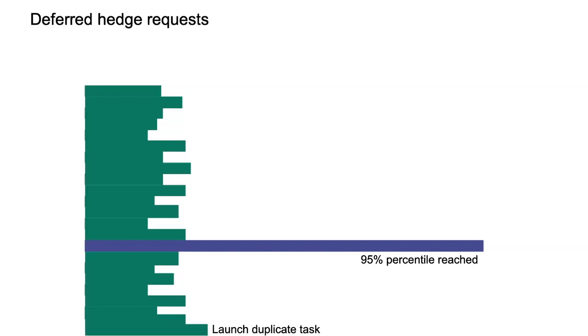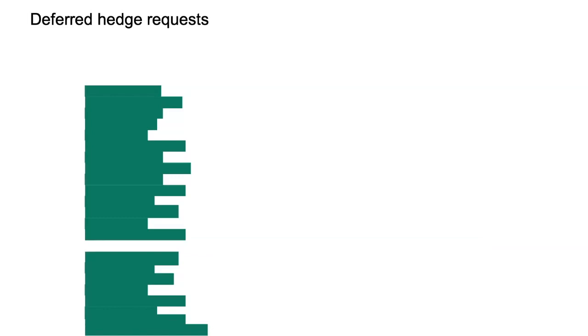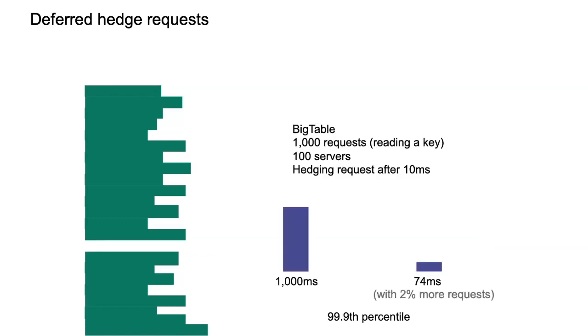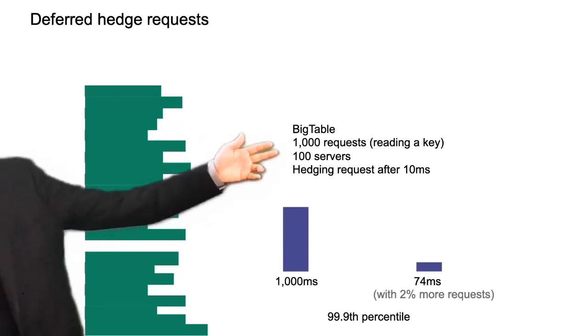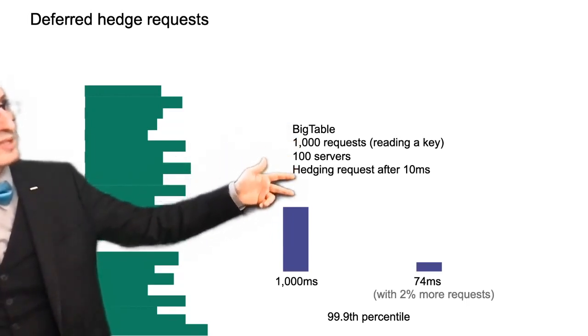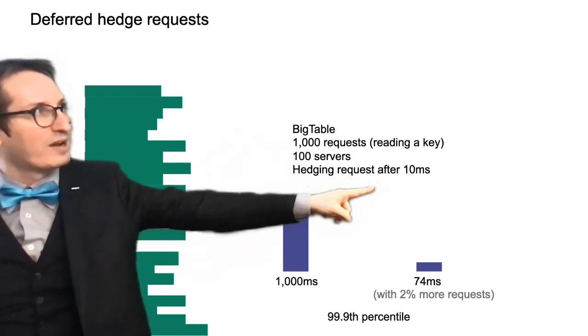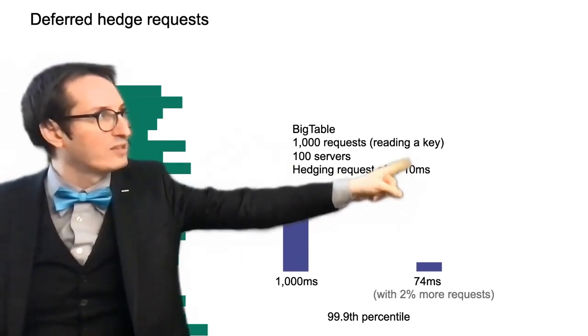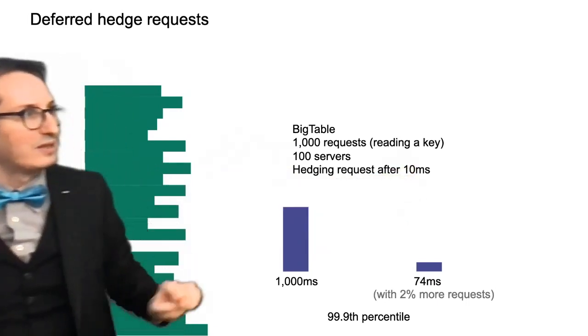The 95th percentile, it was redundant, and then you launch a duplicate task. And actually, it was tried. So in the paper, again, there is in Moodle the reference to that paper. They tried it, and for example, they realized with that data, so they sent 1,000 requests, they had 100 servers, they decided to hedge after 10 milliseconds. So this is the whatever 95th percentile that they picked.